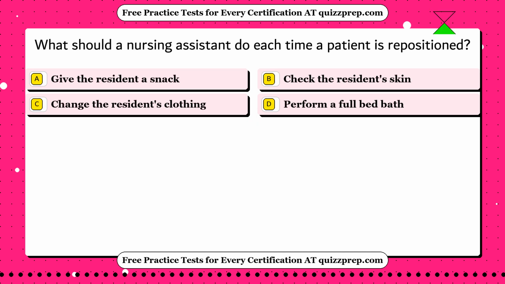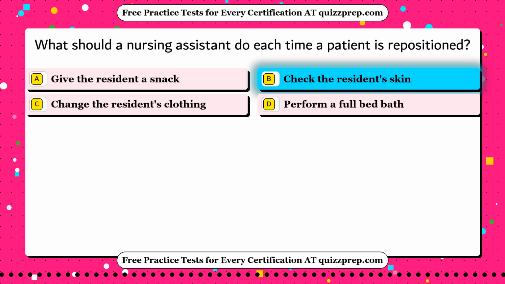Question 27. What should a nursing assistant do each time a patient is repositioned? Option A, give the resident a snack. Option B, check the resident's skin. Option C, change the resident's clothing. Option D, perform a full bed bath.